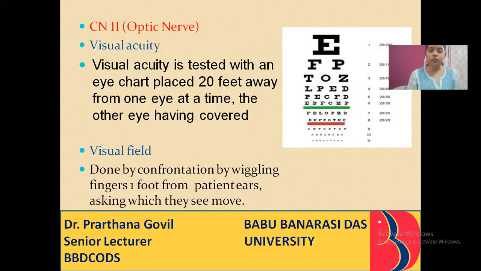Talking about cranial nerve 2, that is the optic nerve, we have two things to be tested: visual acuity and visual field. Visual acuity is tested with an eye chart placed 20 feet away, one eye at a time with the other eye covered, and visual field is tested by confrontation, wiggling fingers 1 foot from the patient's ears and asking which they see move.